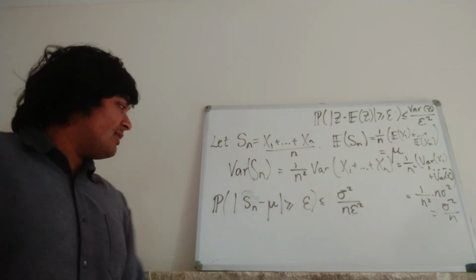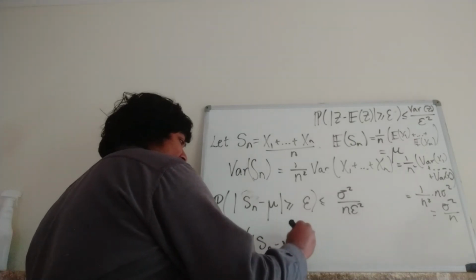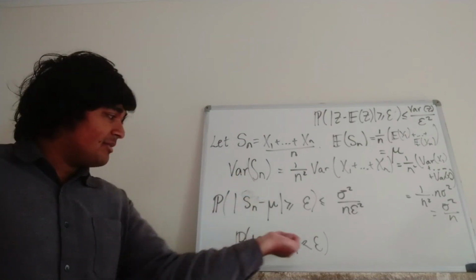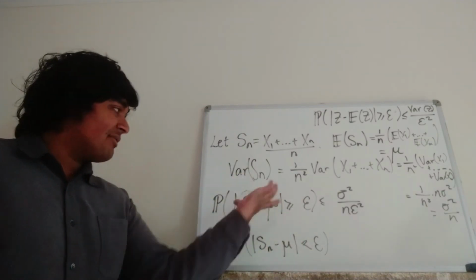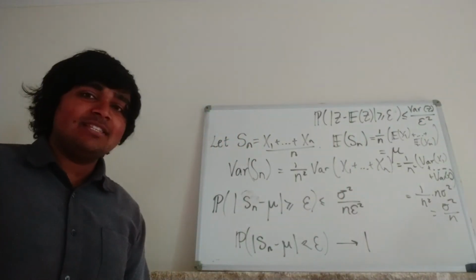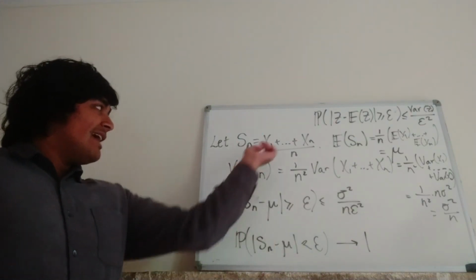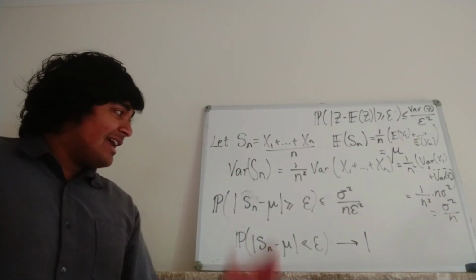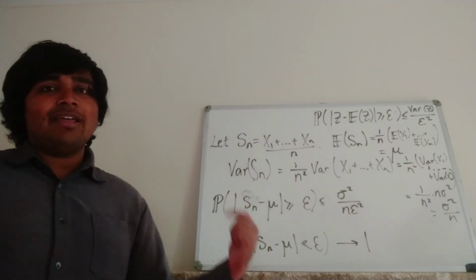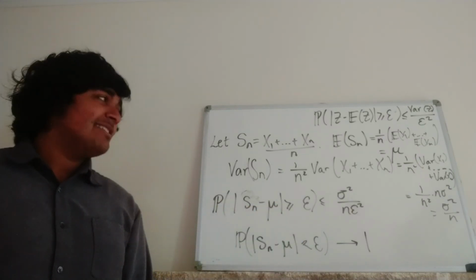Well, what does that tell you about the probability that Sn minus mu is less than epsilon? Because these two things here are sort of the complements of one another because of the change in inequality. So if this thing tends to 0, then this thing here must tend to 1 as n tends to infinity, and that's exactly what we claimed about the weak law of large numbers. Okay, and that proves the weak law of large numbers. So all in all, it actually wasn't too difficult. We needed Markov, and then that gave us Chebyshev, and then this is just a special case of Chebyshev's inequality.